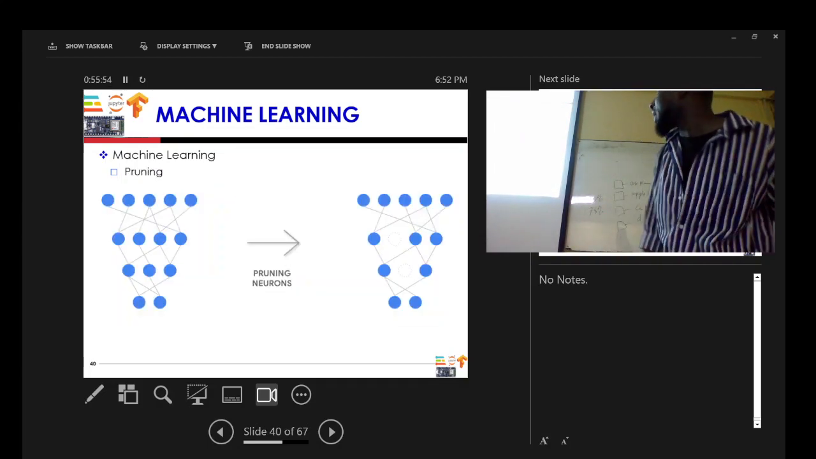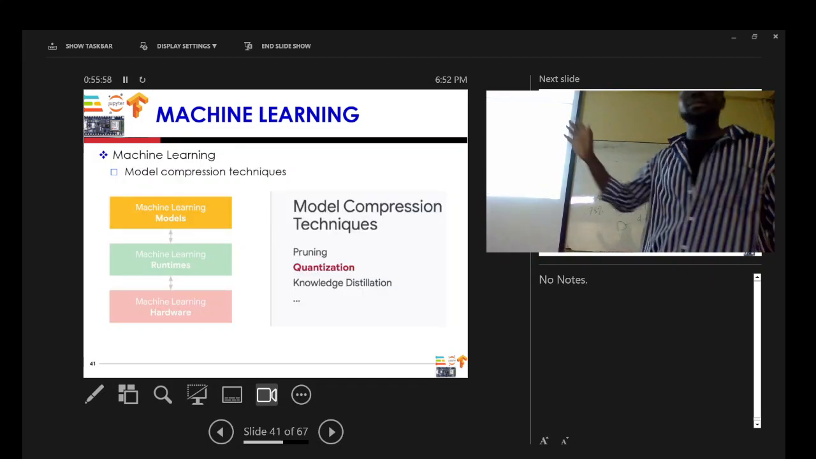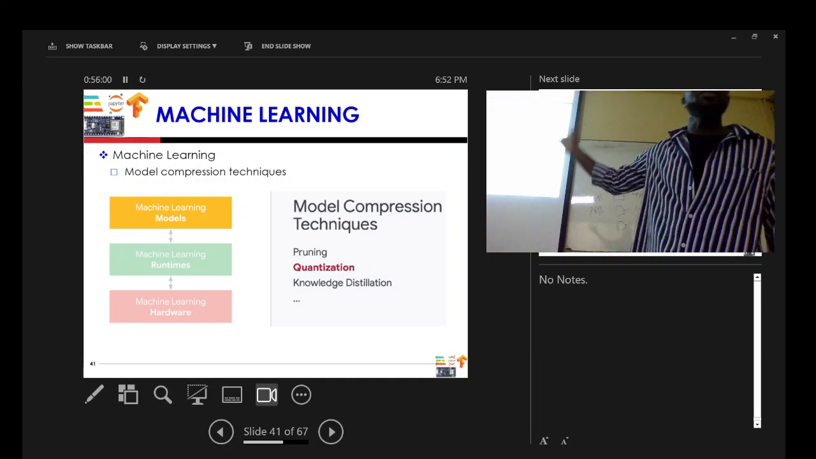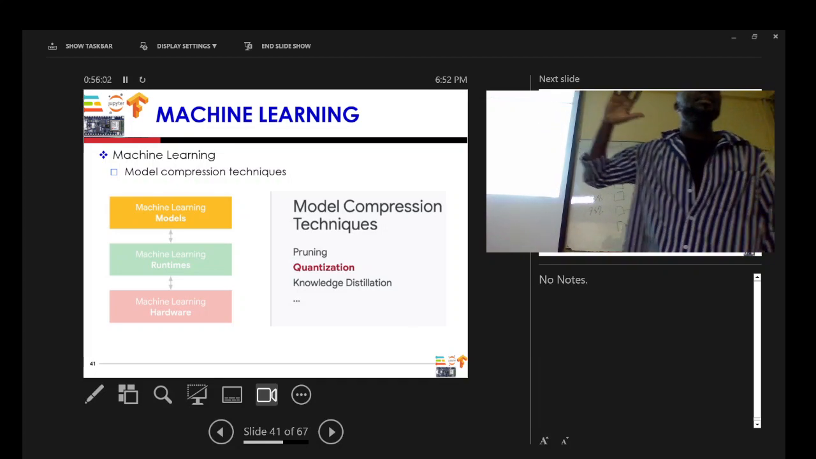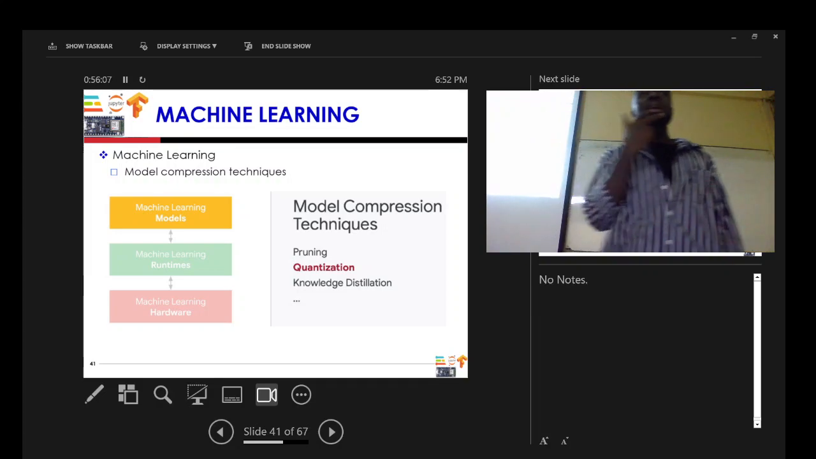So that is just one technique. The technique I just talked about is pruning. The next technique is what? Quantization. Have you heard of it before? Yes. What does it mean?